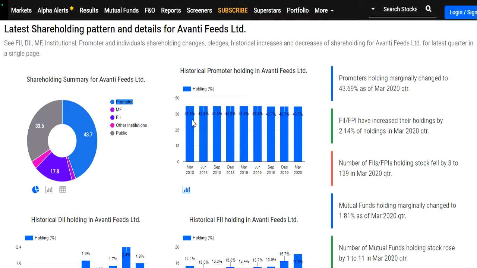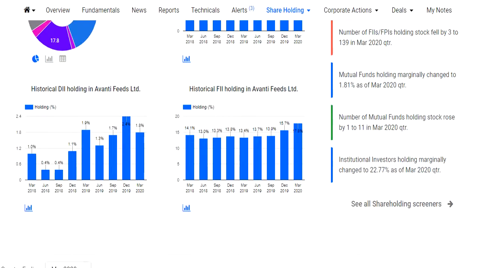So you can see the promoter holding didn't change for the last around 10 quarters, hardly 0.01%. And then foreign institutional investors and domestic institutional investors, you can see what percentage they are holding over the last 10 quarters, and what changes they're making.